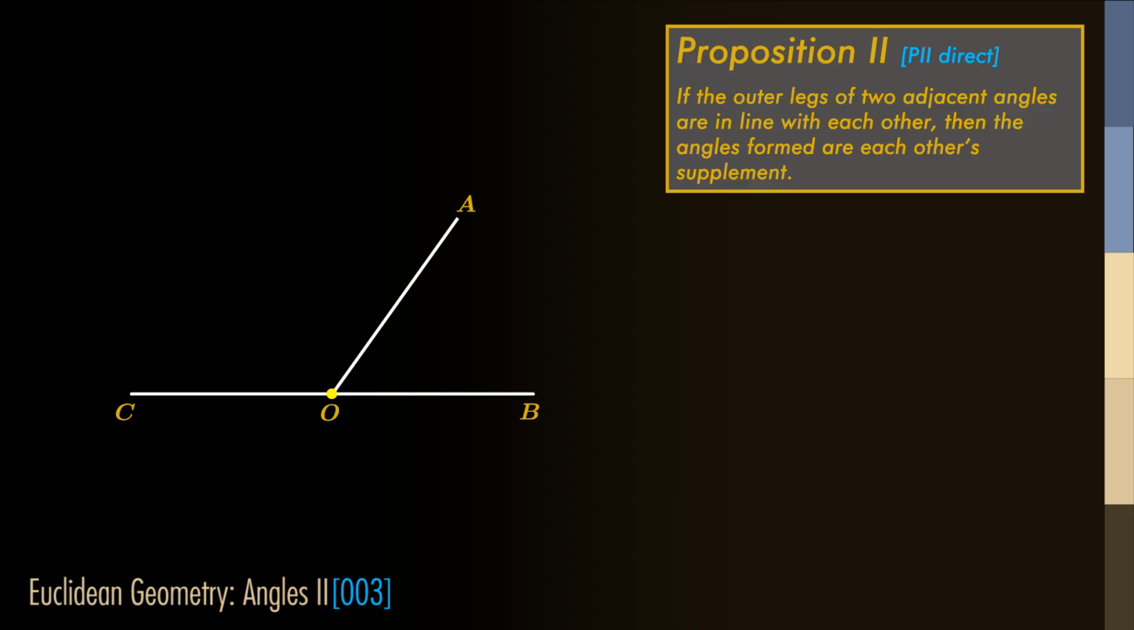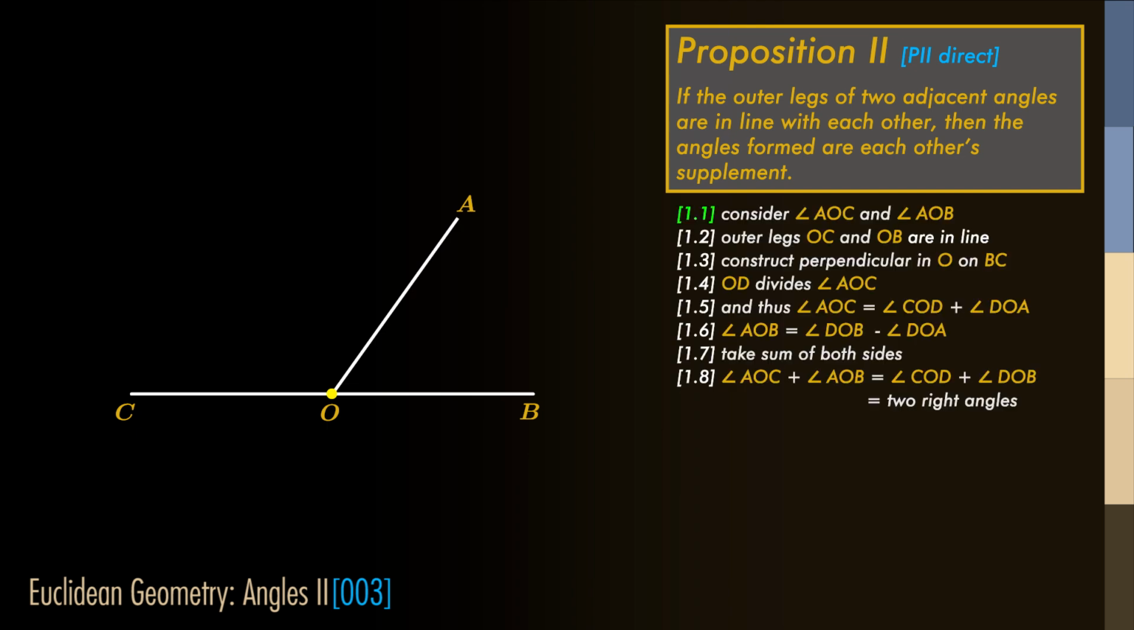We're now ready for proposition 2. If the outer legs of 2 adjacent angles are in line with each other, then the angles formed are each other's supplements. Let's prove this. Take AOC and AOB. Their outer legs OC and OB are in line with each other.